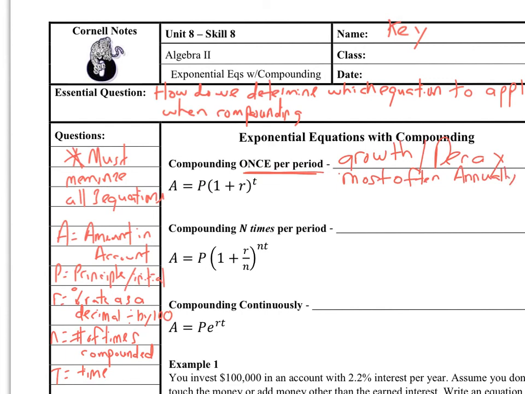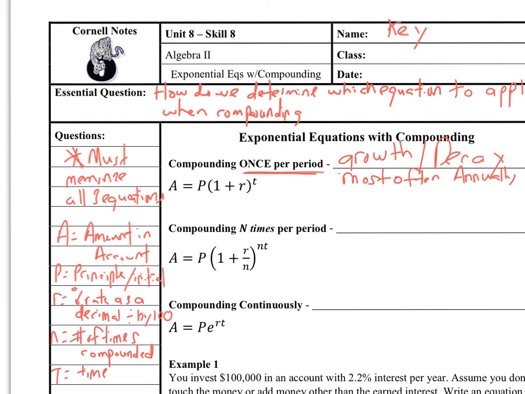So the next one is compounded n times per period, which is just what it sounds like. It can be compounded maybe 4 times in a year, but it's usually n times a year. There can be some nastier problems where it's 3 times in an hour or 4 times in a month, and you have to be careful with what the period is. But it typically is going to be per year, okay?